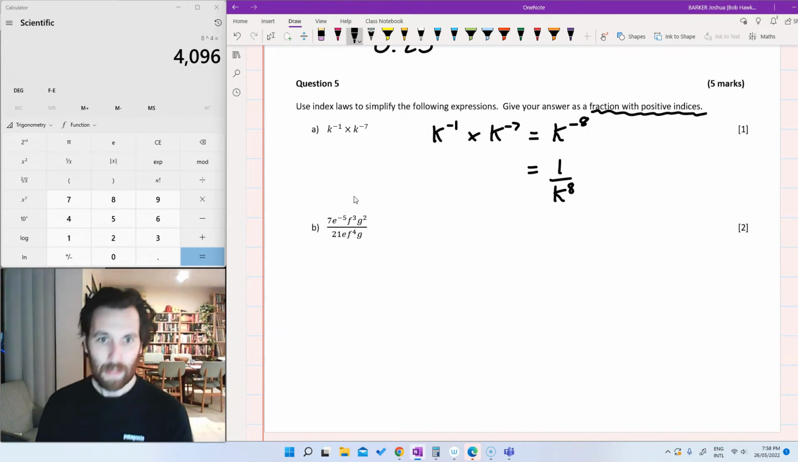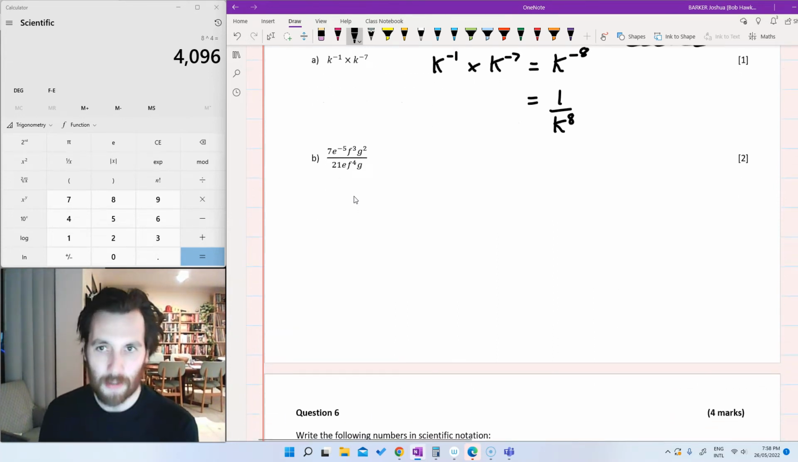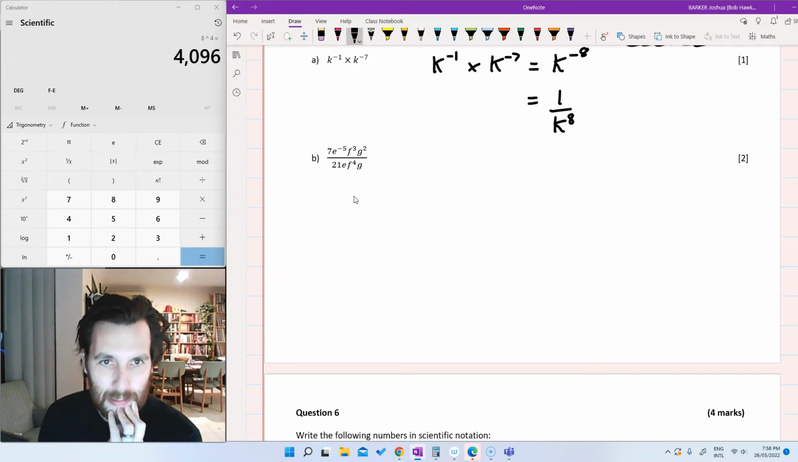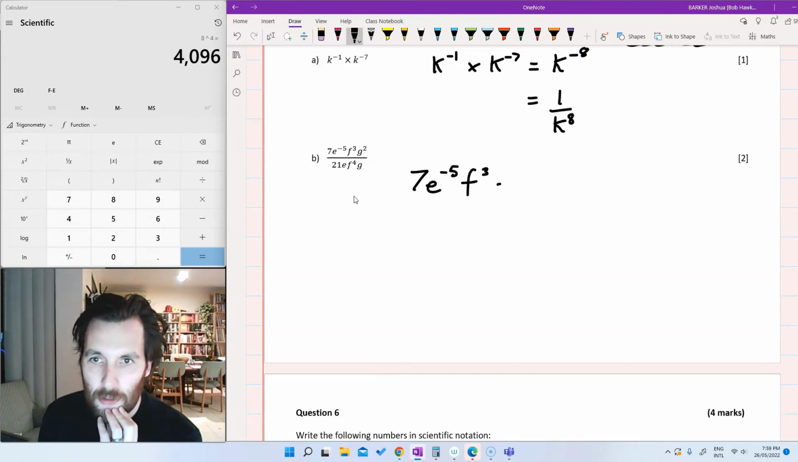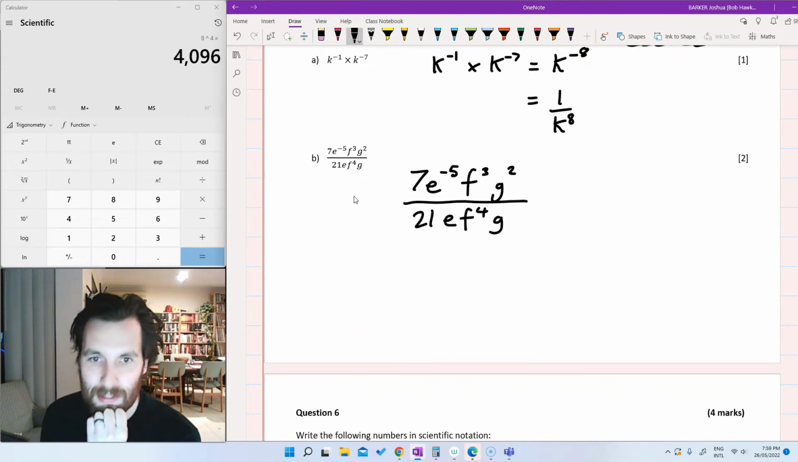So that's not too bad. Quite accessible. The next one is slightly harder. There's a number of different ways that you can go about doing this. What I'd probably consider, I'm just going to rewrite this to begin with actually, because then I can have a cancel party and show it a little bit more clearly. F cubed g squared over 21e f to the power 4 g. Okay, we've obviously got a little bit of a cancel party on our hands here, which is fine.